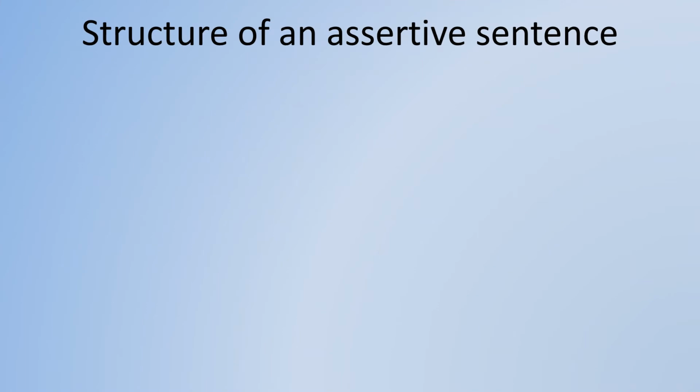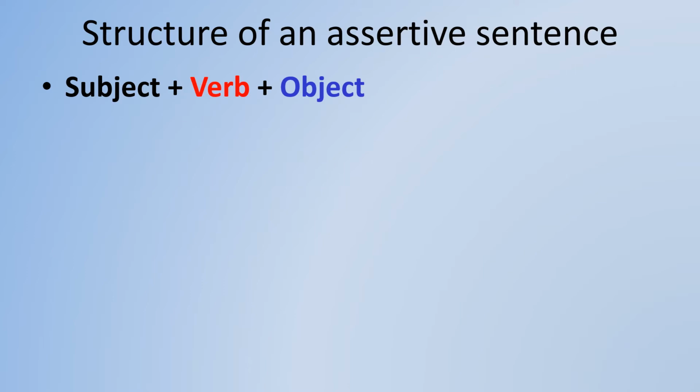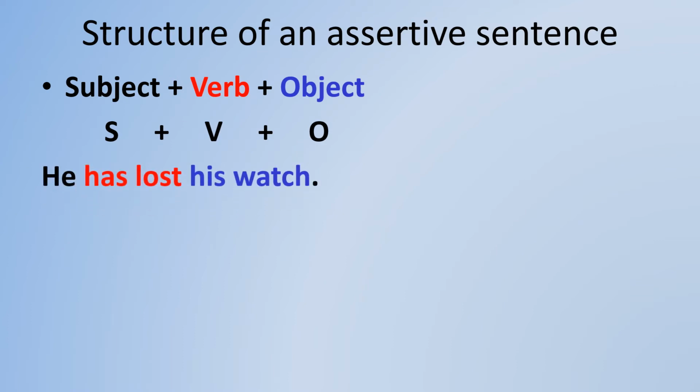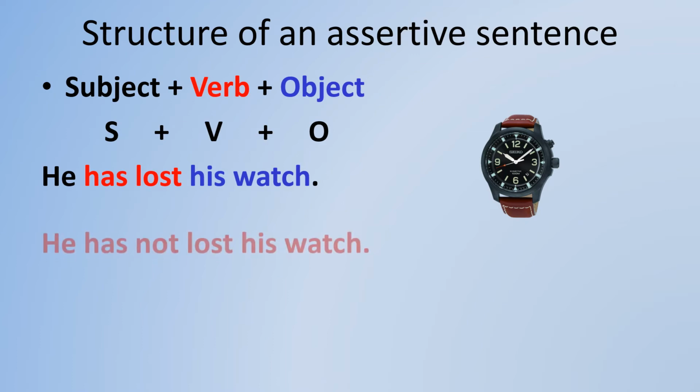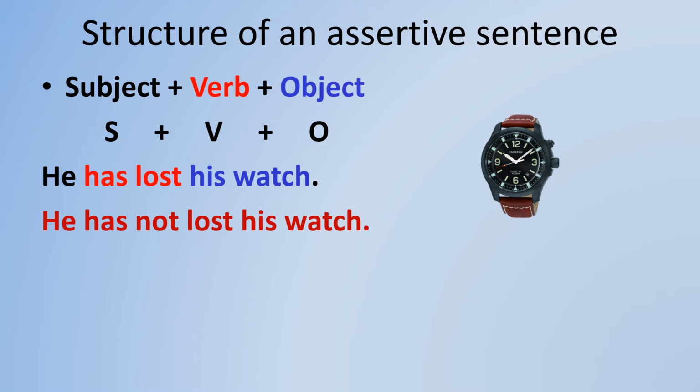The other type is subject plus verb plus object. We call it SVO order. For example, he has lost his watch. He is the subject, has lost is the verb, and object is his watch. Now to make it negative, again the same rule, not after the auxiliary. So the negative will be he has not lost his watch.